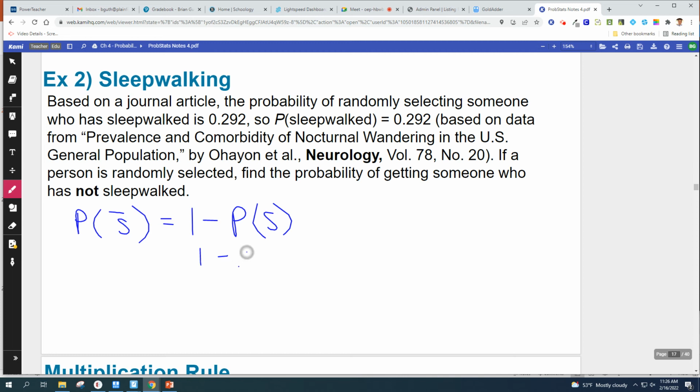It's going to be one minus 0.292, and that is 0.708. We're finding the complement. Complement is everybody else.